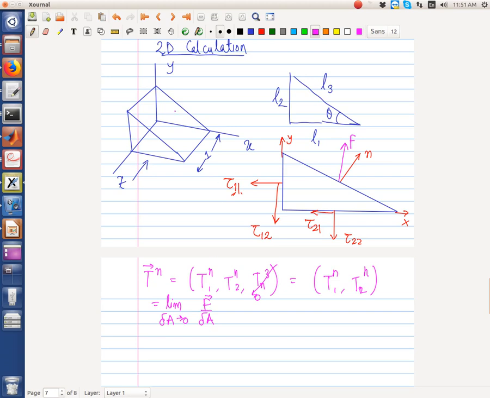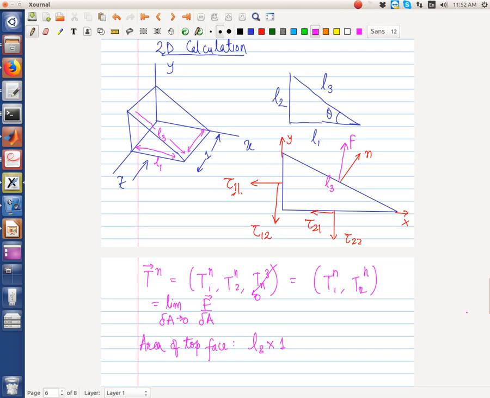So what will be the area of the top face? It will be 1 multiplied by L3, because this length is L3 and the width into the plane of the paper is 1. So L3 multiplied by 1 gives you the area of the top face. Similarly, if this is L1, L1 multiplied by 1 gives you the base area, and L2 multiplied by the depth gives you the face area of the length L2.